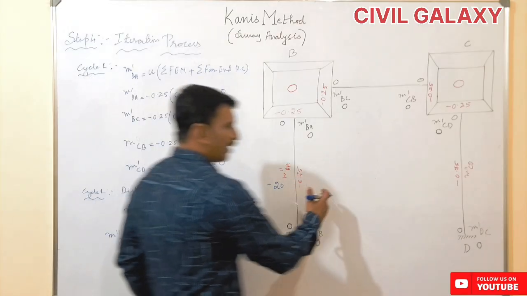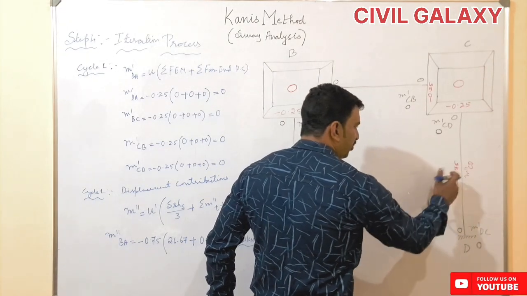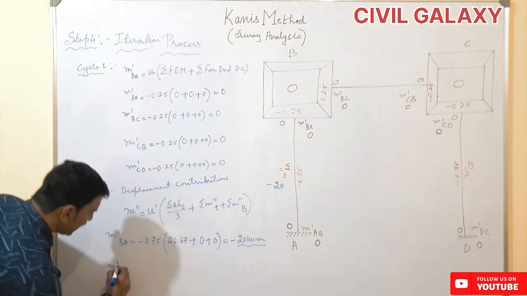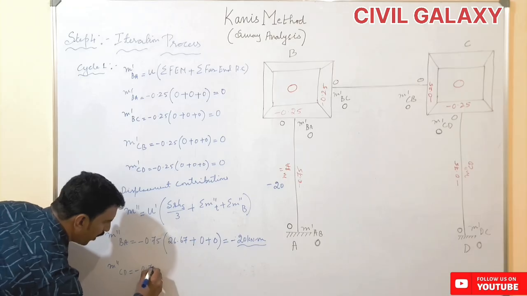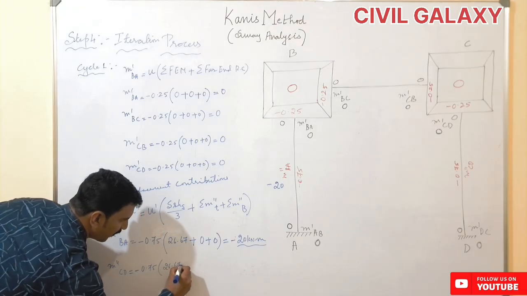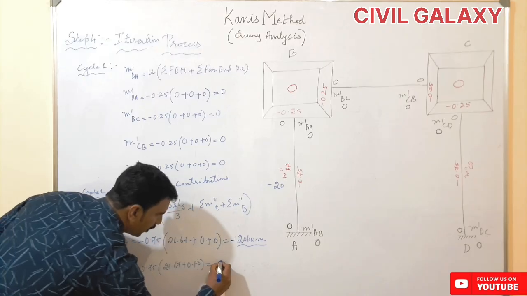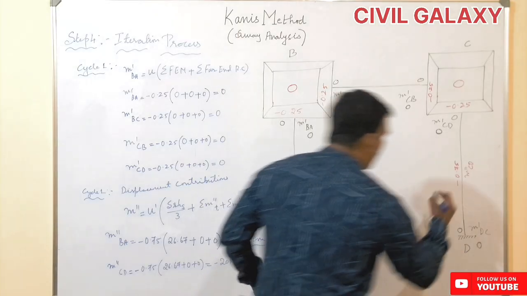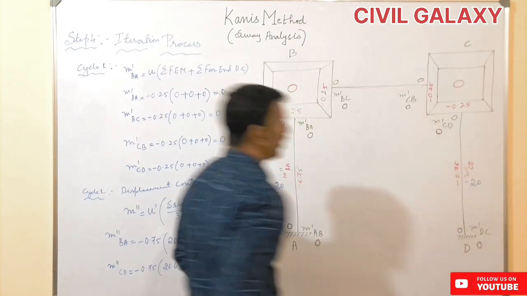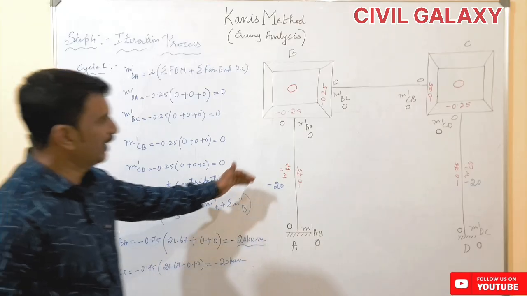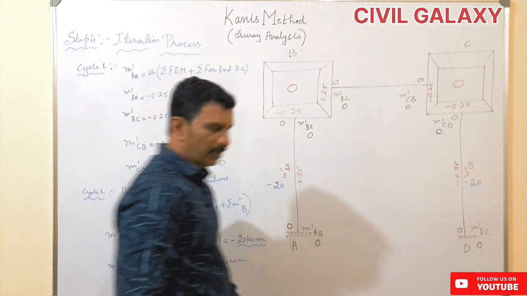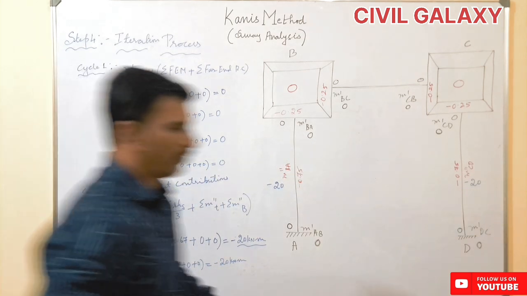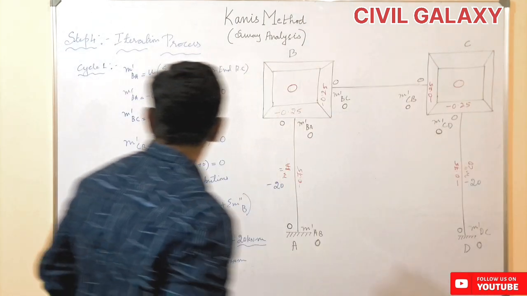Similarly, on this side also, since we have the same displacement factor value, m double dash CD will be equal to minus 0.75 into 26.67 plus 0 plus 0. This also will be equal to minus 20 kilonewton meters, so here also minus 20. Now we will go on calculating the rotation contributions and displacement contributions until we get the same and equal values. So for that we can go for the second cycle.